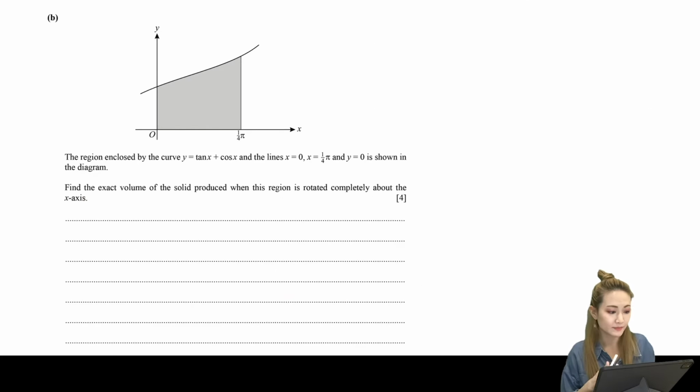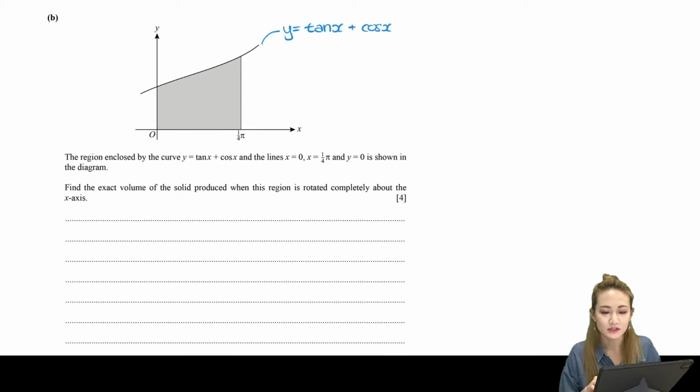Part B. The region enclosed by the curve y equals tan x plus cos x and the lines x equals 0, x equals pi over 4, and y equals 0 is shown in the diagram. Find the exact volume of the solid produced when this region is rotated completely about the x-axis. So the diagram shows the curve y equals tan x plus cos x.